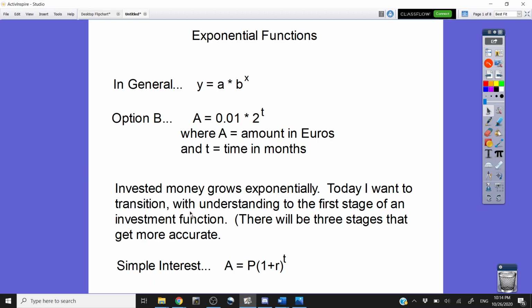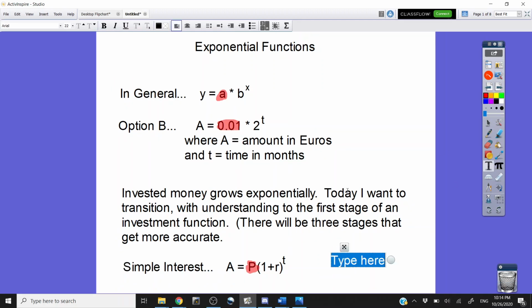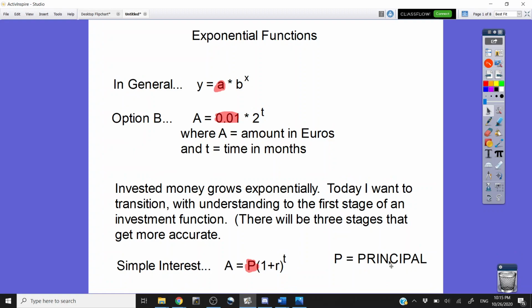So today I want to transition with your understanding to the first stage of an investment function. Like we've just started looking at these type of functions, I really want to transition to looking at this type of function. And you can see that these functions do work similarly. Here we had A that we haven't dealt with much, but when we look at option B yesterday, you can see that A is a starting amount. So down here, we have this P in front, and it will function the exact same way that A does. That'll be a starting amount. We call that P principal. I should put there, P equals principal. Oh, with all caps, I'm shouting principal at you. P is principal. The principal that you invest is the initial amount that you invest.